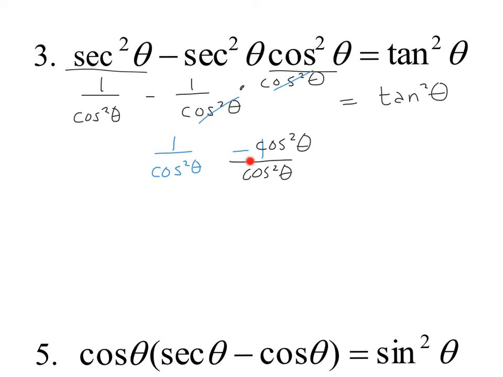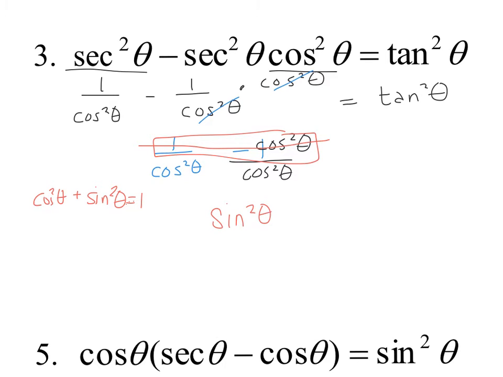So 1 minus cosine squared theta is very similar to cosine squared theta plus sine squared theta equals 1. That's an identity. So the top part, 1 minus cosine squared theta, technically, if I subtract cosine squared theta from each side, is equal to sine squared theta. So this red part becomes sine squared theta, and I still have a denominator of cosine squared theta.